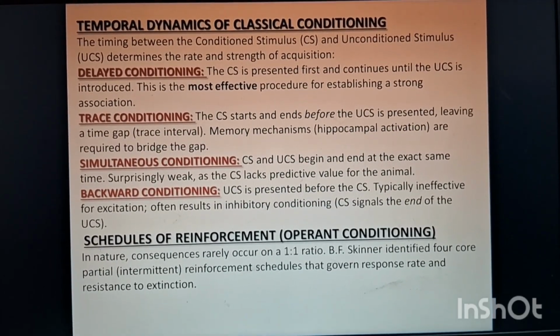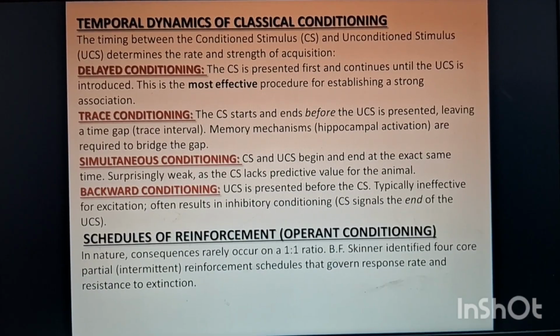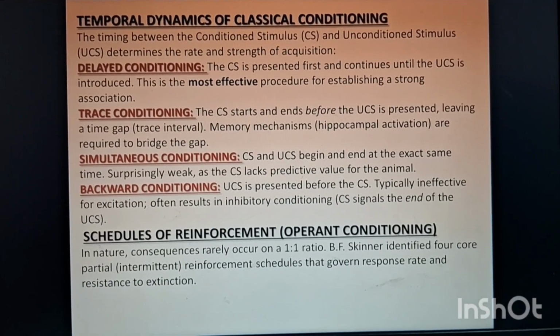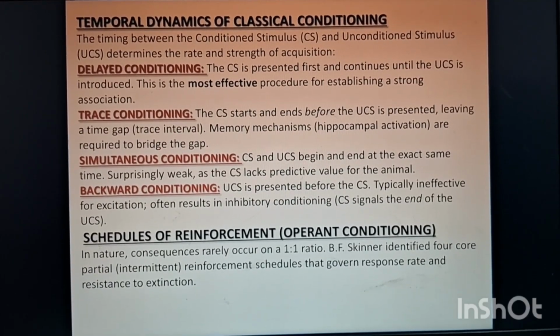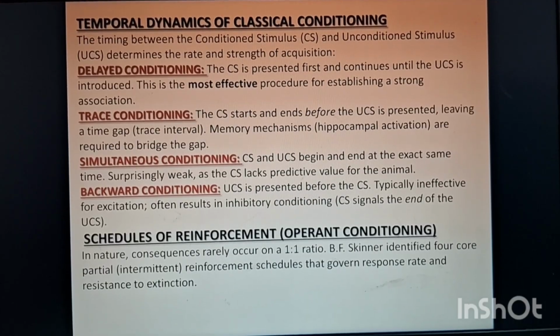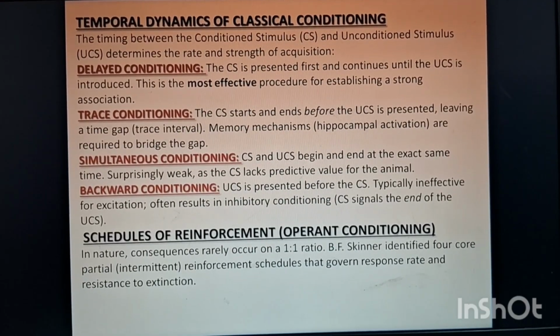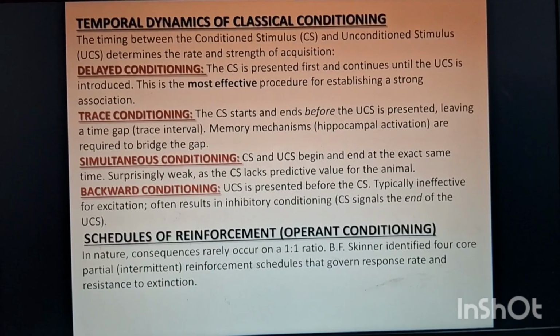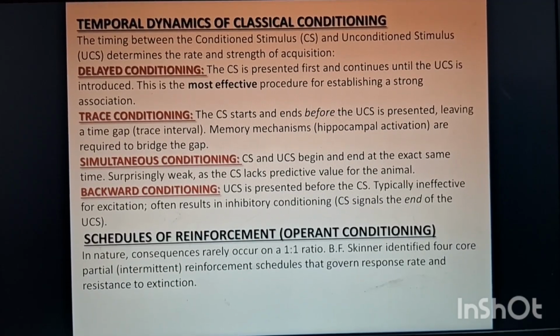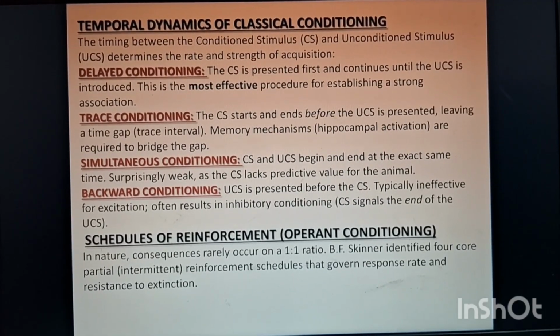Next, schedules of reinforcement in operant conditioning. In nature, consequences rarely occur in a 1:1 ratio. B.F. Skinner identified four core partial reinforcement schedules that govern response rate and persistence to extinction.